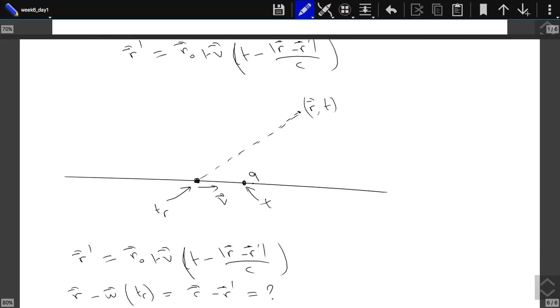So if my particle was initially over here, initially it's at that point, this is the position at which I'm looking for my potential. At that time, my particle is over here. But the potential is not determined by this point, but by this point over here, by the position of my particle at an earlier time tr.